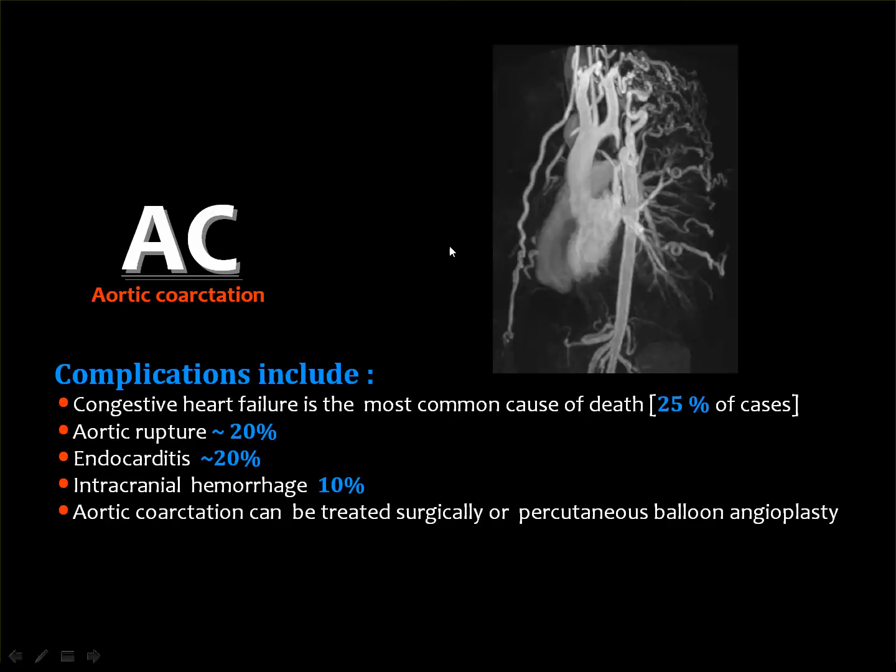The aortic coarctation may have some complications like congestive heart failure, and this is seen in about 25% of the cases, and it contributes to the most common cause of death in these cases. Aortic rupture, endocarditis, and intracranial hemorrhage, all of these can be associated with aortic coarctation.